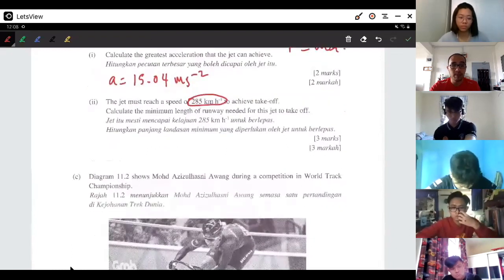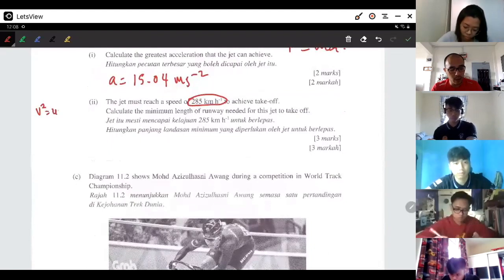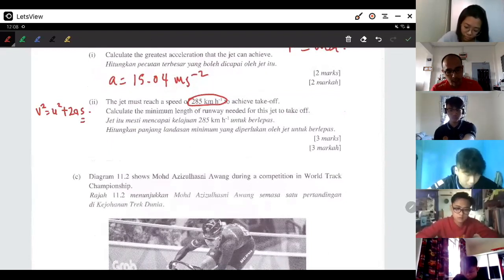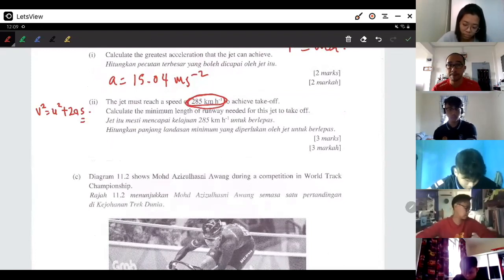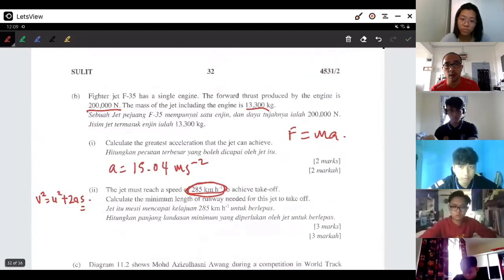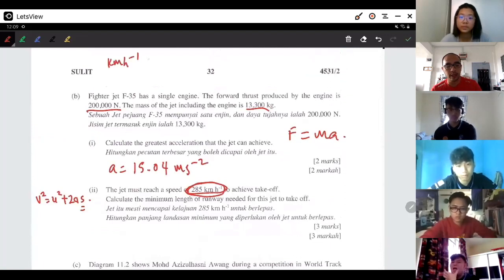So this is a pretty standard question. You need to use v squared equals to u squared plus 2as. Okay, s is what you want to calculate. Cuma 285 tak boleh pakai ya, because it's in kilometers per hour. So do you remember I gave you the kind of petua to change from kilometers per hour to meters per second? It's not even a petua anymore. It's just a shortcut now. You can call it a life hack if you want.